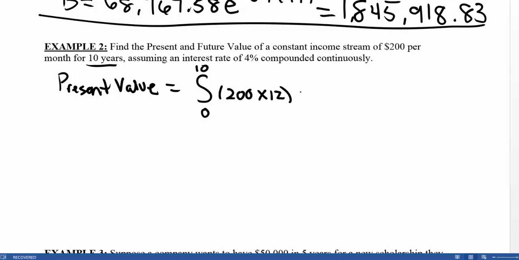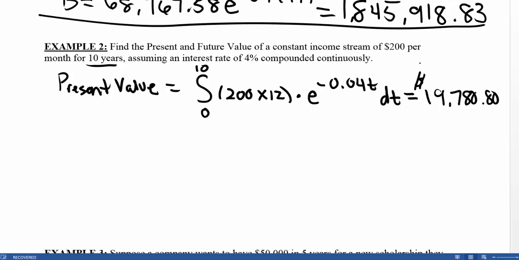So 2,400. E to the negative. Now here my rate is 4%. T dt. So the 200 times 12 is 2,400. So you can just write that in as 2,400. But when we do this calculation, again, the number that we're going to get is the equivalent one-time lump sum that we could make instead of doing payments per month that would give us the same end result. So when we do this, we get $19,780.80.